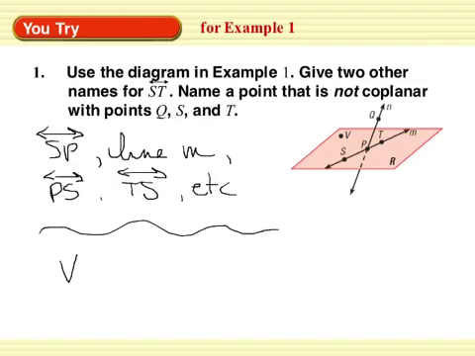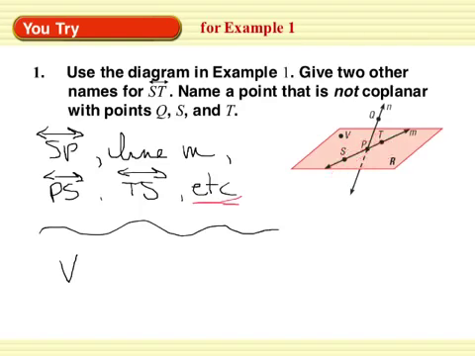Give 2 other names for line ST. I gave you 4. I have line ST right here. I can name it line M, line SP, line PS, line TS, etc. There are more answers to that one.